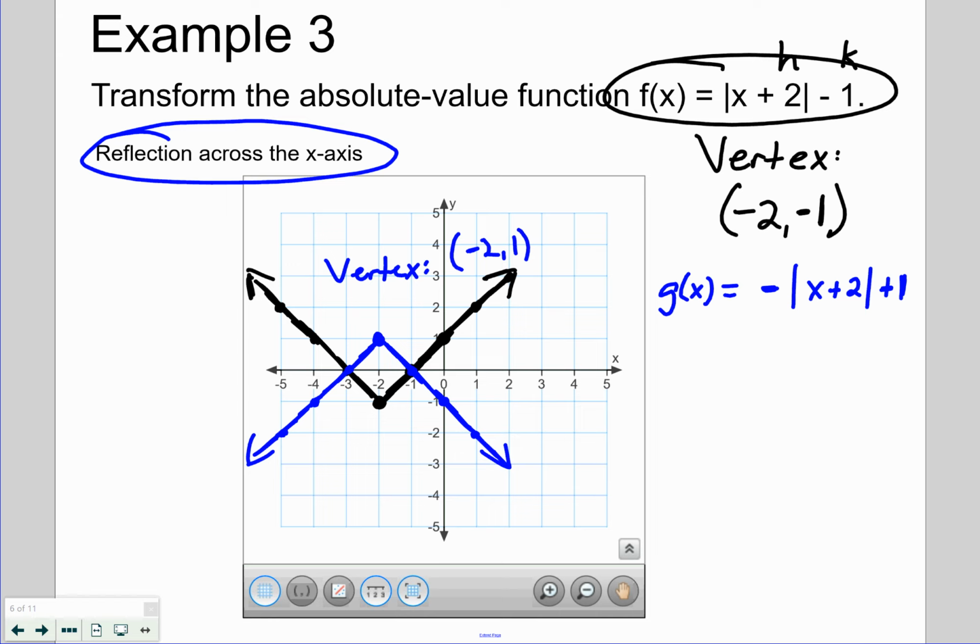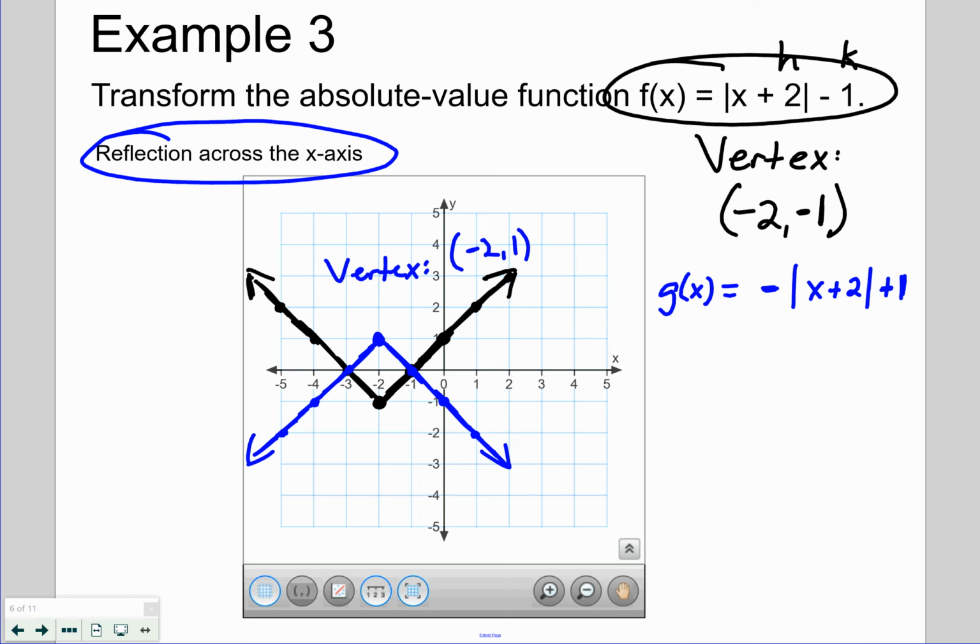Leslie. Always. Whenever you write your vertex, the x value of your vertex should be the opposite when you write it inside the absolute value. Every time. Correct. And if it's positive, it becomes minus up here. But this one you should see is always the same. Right? The y value doesn't change.